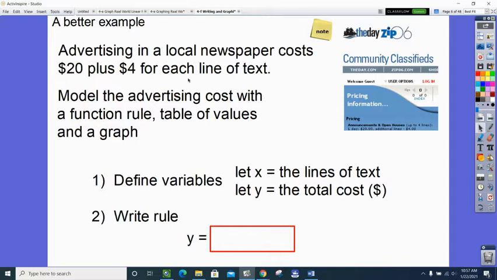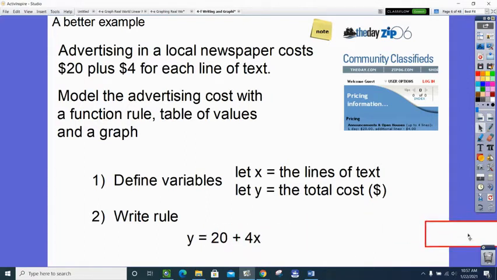1 line of text would add $4. 2 lines of text would add $4 twice, or 8. 3 lines of text would add $4 three times. So the $4 is what is varying. So I'm going to attach that 4 to the variable, and there is my function rule. I'm now ready to make a table.